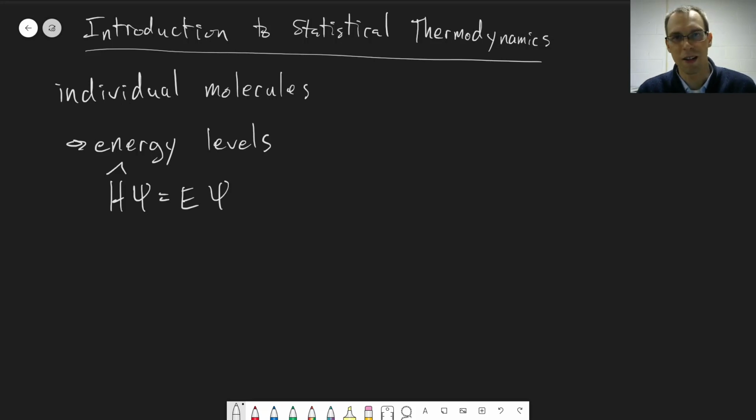and we are often solving the Schrodinger equation. If this doesn't mean anything to you, that's okay. For those who have seen this before, this is just a reminder. This is our fundamental equation of quantum mechanics.